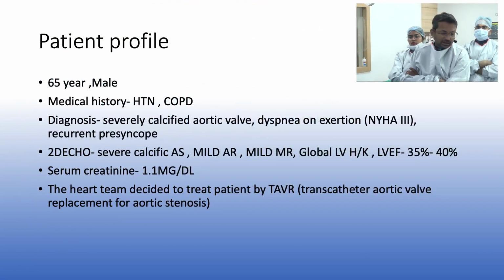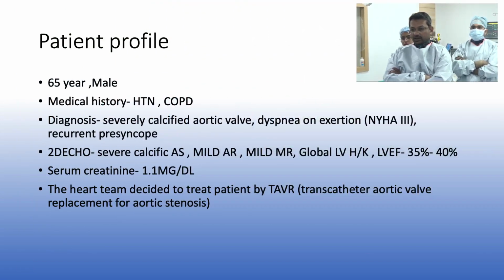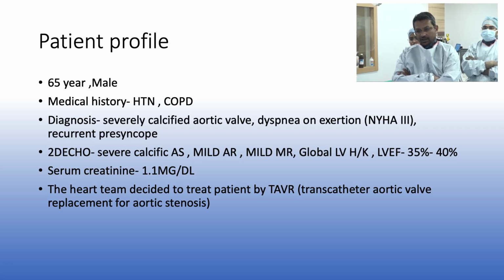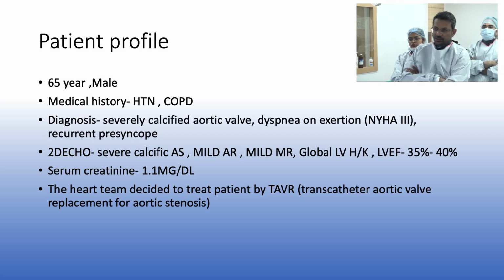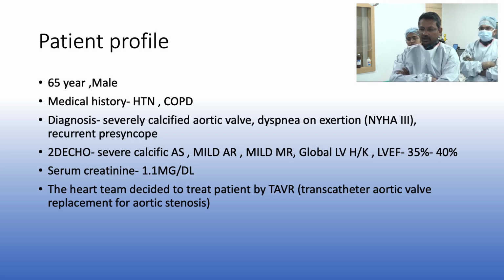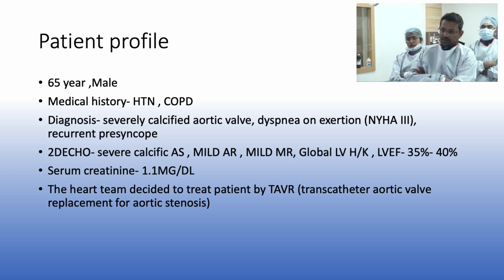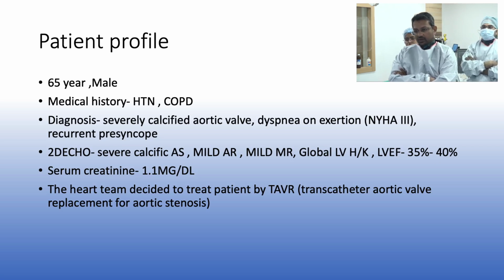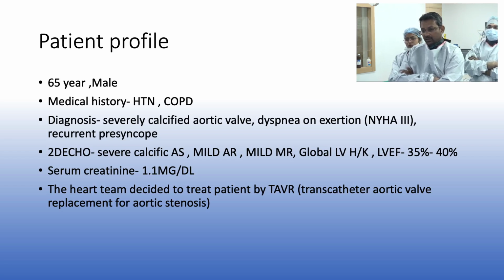The case history: he is a 65-year-old male with some neuropathic component on the left side, and he has hypertension and COPD with an active component. He had a history of dyspnea on exertion and recurrent presyncope for a couple of months, and he was diagnosed with a severely calcified aortic valve outside, and then he consulted this center.